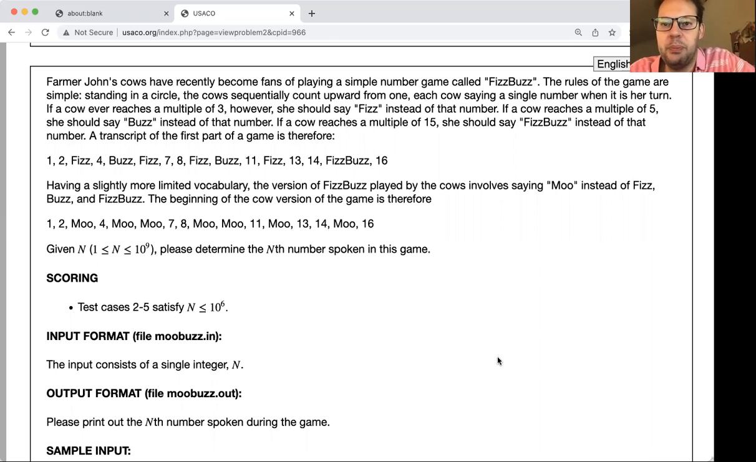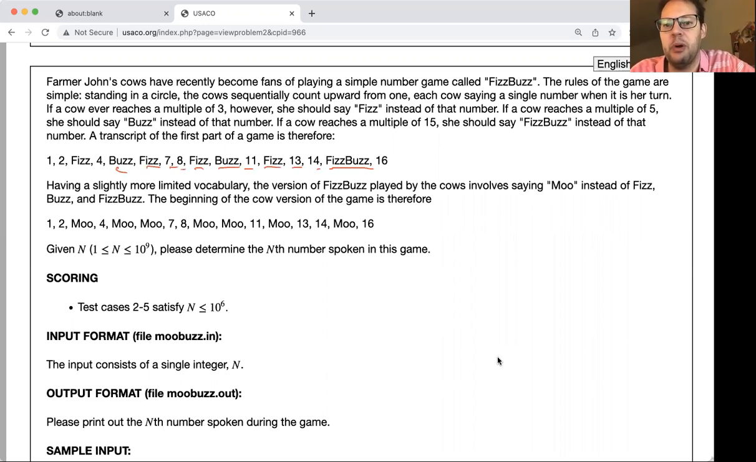The rules of the game are simple. Standing in a circle, the cows sequentially count upward from 1, each cow saying a single number when it's her turn. If a cow ever reaches a multiple of 3, however, she should say fizz instead of that number. If a cow reaches a multiple of 5, she should say buzz instead of that number. If the cow reaches a multiple of 15, she should say FizzBuzz instead of that number. A transcript of the first part of the game is therefore 1, 2, fizz, 4, buzz, fizz, 7, 8, fizz, buzz, 11, fizz, 13, 14, FizzBuzz.